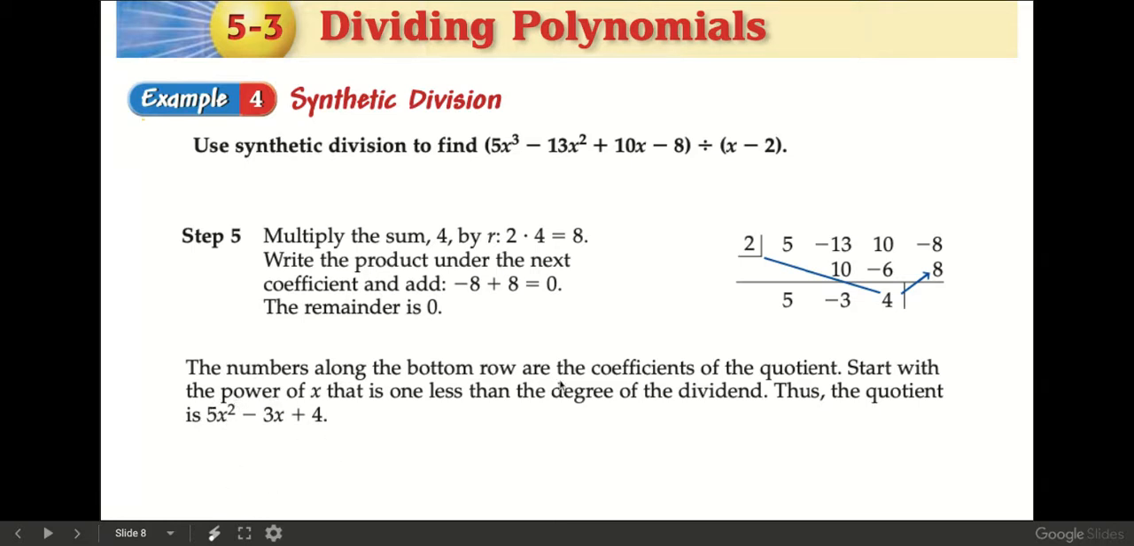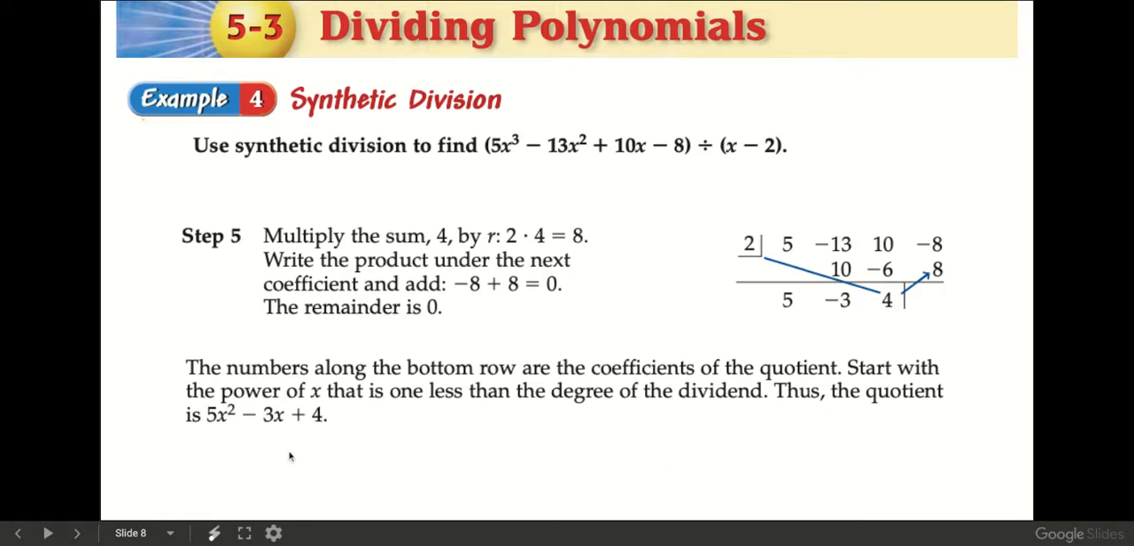So the numbers along the bottom row are the coefficients for your quotient, your answer. So you start with the power of x, 1 less than the degree of the dividend. So here, since it was the third, this is going to be the second, then the first, then 0. And so again, our quotient would be this.